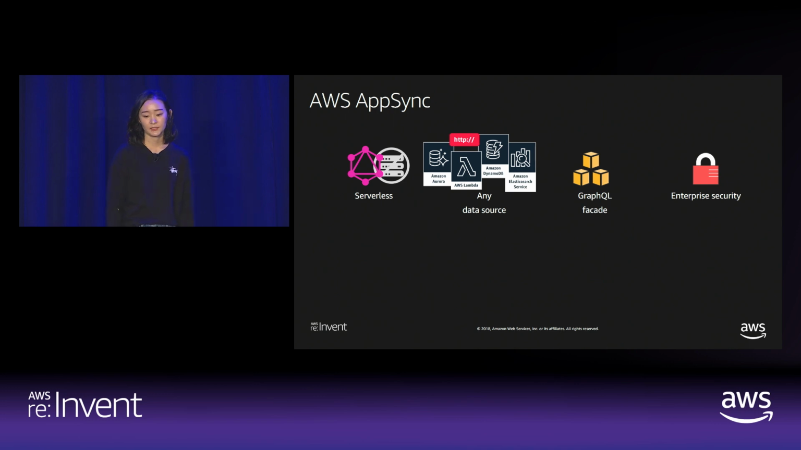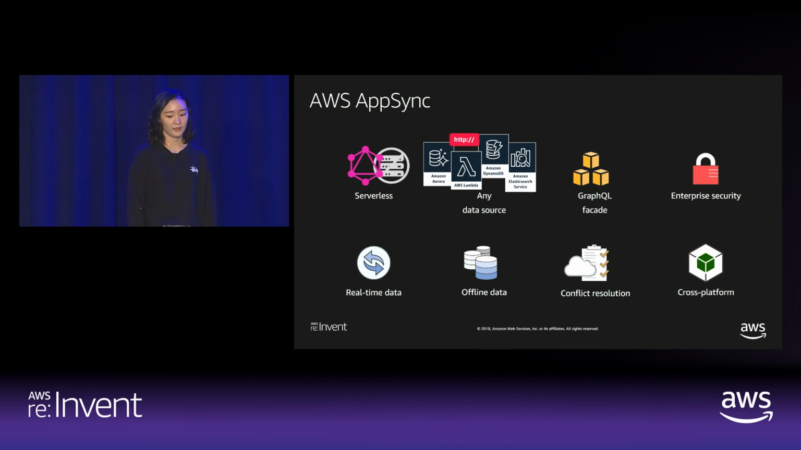And AppSync integrates with AWS IAM, Cognito user pools, or you can even use API keys, providing really powerful options to secure access to your API. You can also use external OpenID Connect providers to authenticate and authorize your GraphQL calls.